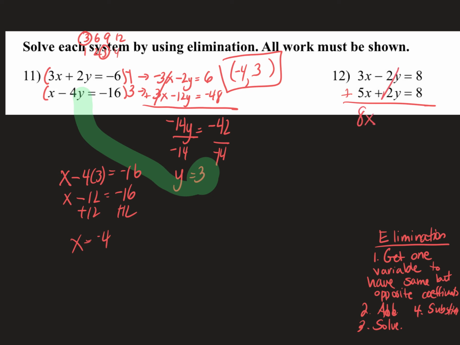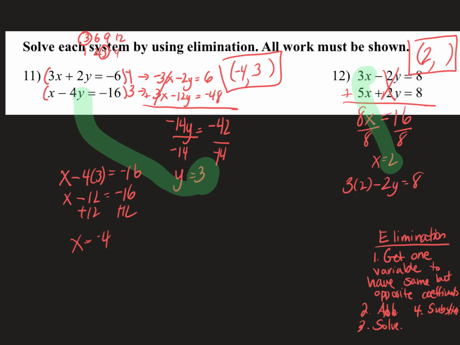3x plus 5x is 8x. Negative 2y plus 2y, eliminated, equals 8 plus 8 is 16. So divide both sides by 8, that's step 3, x equals 2. And then I'm going to substitute 2 back into one of those equations. I think I did the top one, but I don't remember. Yep. So 3 times 2 minus 2y equals 8. So 6 minus 2y equals 8.